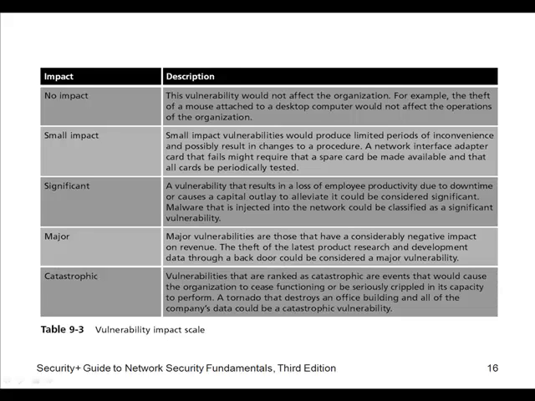Catastrophic vulnerabilities that are ranked as catastrophic events. What would be a catastrophic event? Airplane crashing in the building. Hopefully we're not here. It could happen. How would we recover from that? We have a hot site, right? Hot site. How much does a hot site cost? Probably a lot. Probably a lot.